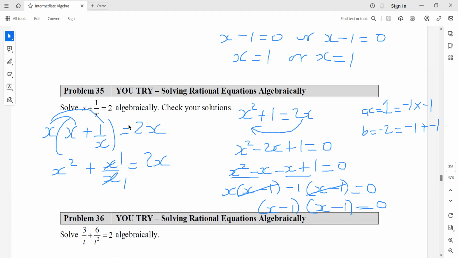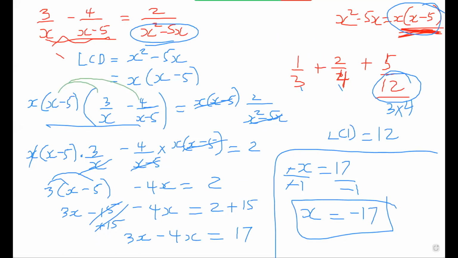Now with problem 36, I'm going to do that on the whiteboard, problem 36. So I have 3 over t plus 6 over t squared equals 2.